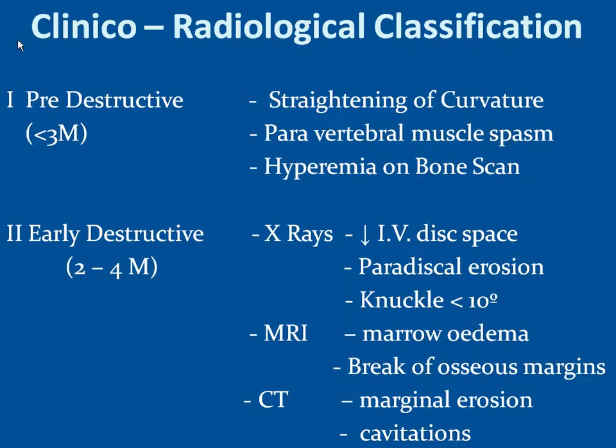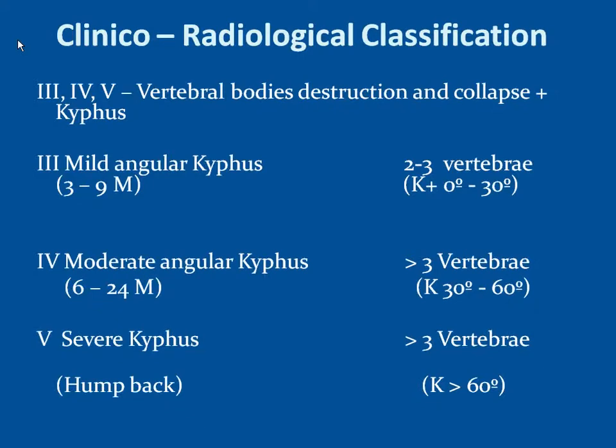As early destructive changes take place in roughly around 2 to 4 months' time, the X-rays may show you at that time a diminution of intervertebral disc space, paradiscal erosion, and a prominence of the spinous processes posteriorly, which normally is like a knuckle, which is less than 10 degree. The magnetic resonance imaging shows you a marrow edema, there is a break of the osseous margins, and CT may show you marginal erosions with cavitation. So that becomes an early stage where the disease needs to be caught.